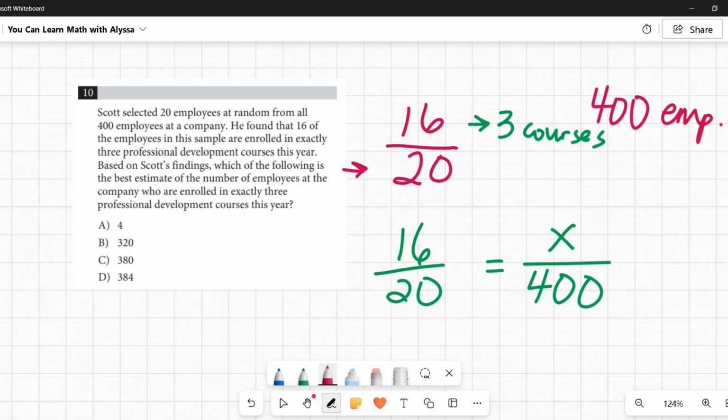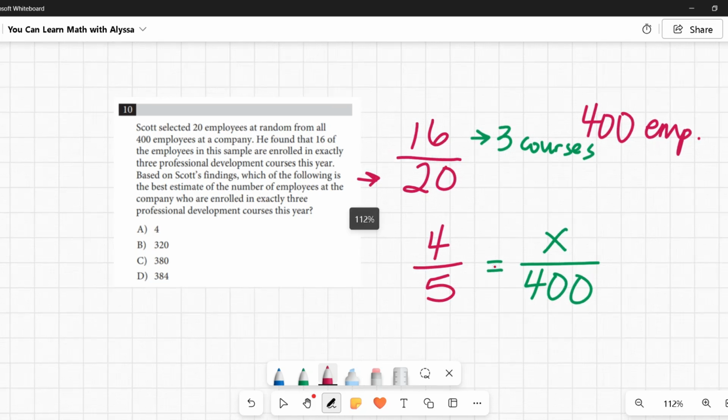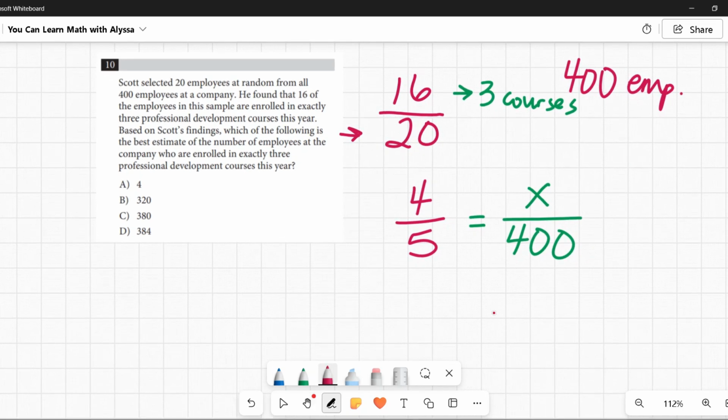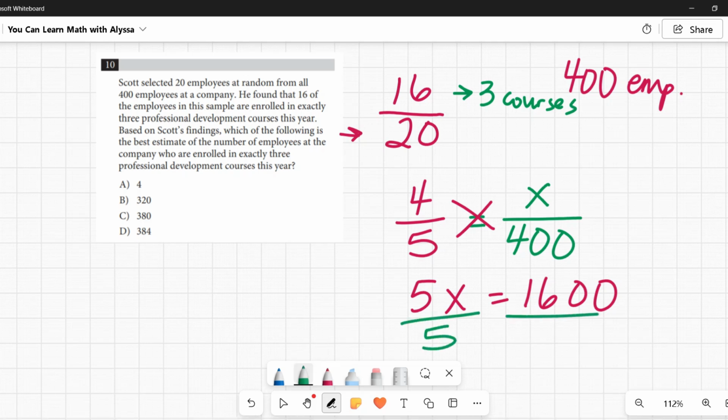So 16/20 simplifies down to 4/5, and that may be a little bit easier, again, if you're doing this by hand and not wanting to break out the calculator. So same thing, we would cross multiply. 5 times x is 5x, and 4 times 400 is 1600. Then we would divide both sides by 5 to undo that 5 times x, and we are going to get 320.